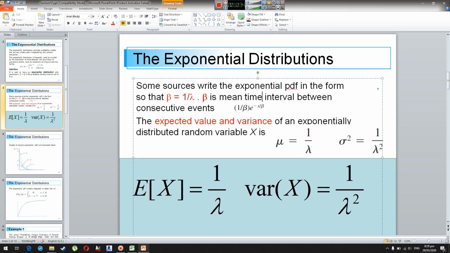Now coming to the expected value and variance, I can say the mean value and variance of exponential distribution. If x is an exponentially distributed random variable, the mean value is 1 divided by lambda, and the variance is 1 divided by lambda square. The mean for Poisson distribution was lambda, and the variance for Poisson distribution was also lambda. Here in case of exponential distribution, the mean will be 1 divided by lambda, and the variance will be 1 divided by lambda square. Similarly, we can also express that in the form of expected value, that is the mean value is equal to 1 by lambda and variance is equal to 1 by lambda square.